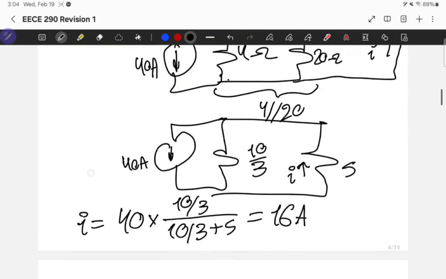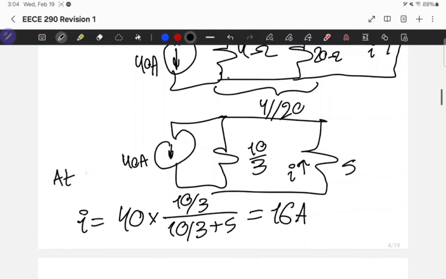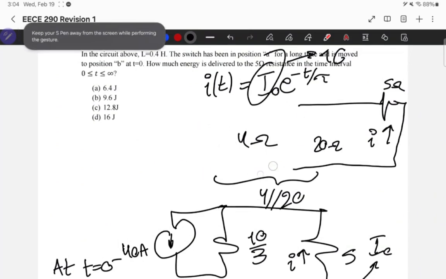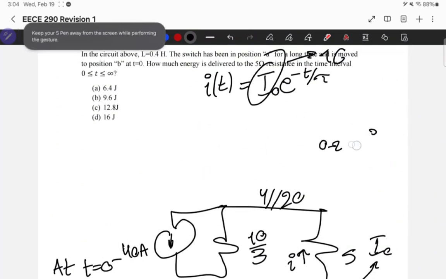So I at 0 minus, this is at time t equals 0 minus. So at time equals 0 minus, the current was initially 16 ampere. And because this is the current across the inductor, it will carry over to time equals 0 plus, which is also by definition I of 0. So we know the first component of our solution. This is going to be 16. Okay? Now, this is step 1 of solving.